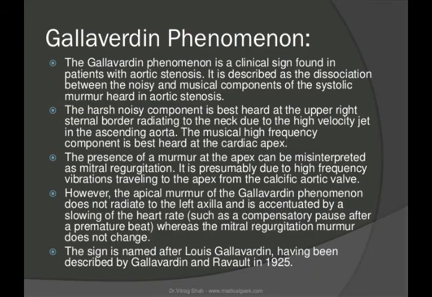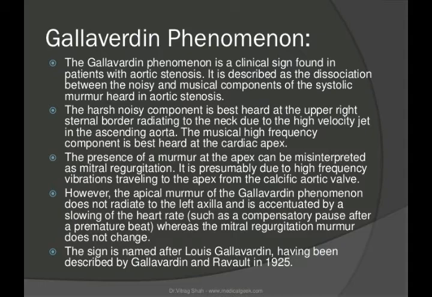Now, the aortic stenosis murmur is also known to radiate to the cardiac apex on occasion, making it difficult to distinguish if mitral regurgitation is also present. This radiation of the aortic stenosis murmur to the apex is known as Gallavardin dissociation. It is described as a dissociation between the noisy and the musical components of the systolic murmur heard in aortic stenosis. Determining if coexisting mitral regurgitation is the cause of the apical murmur in a patient with aortic stenosis requires dynamic auscultation and echocardiography.